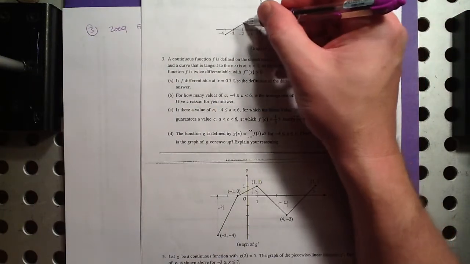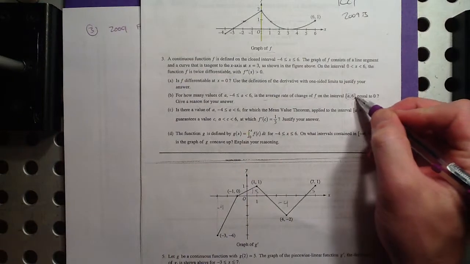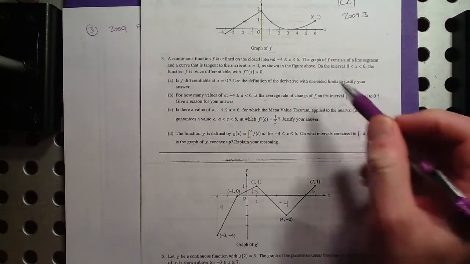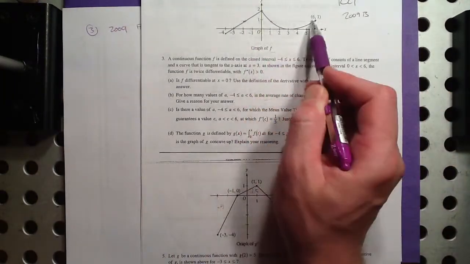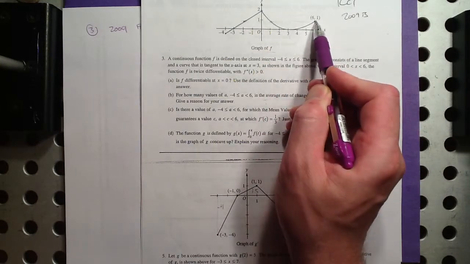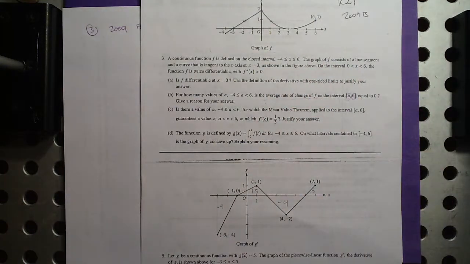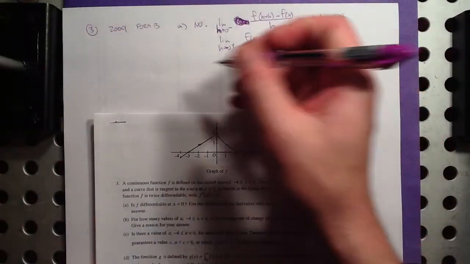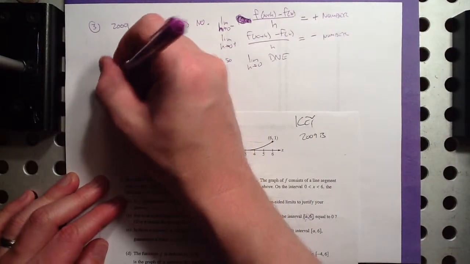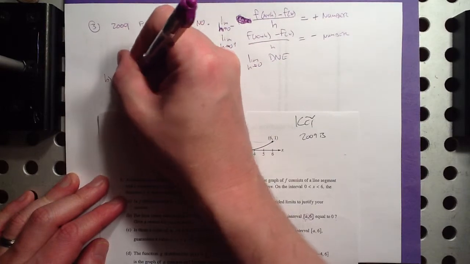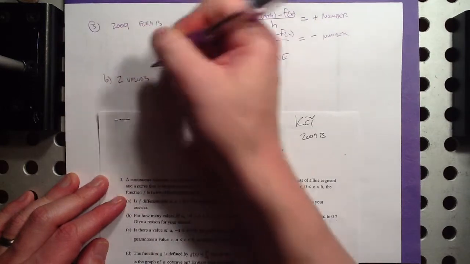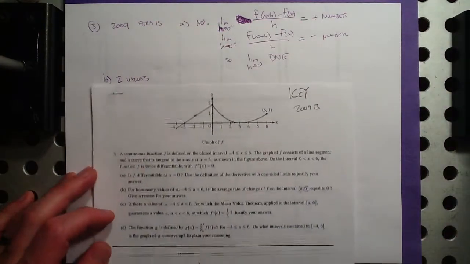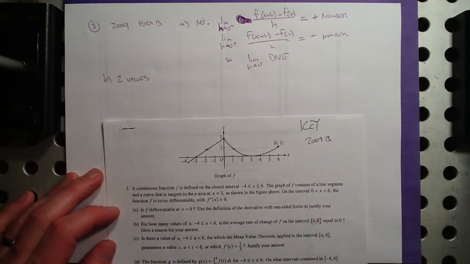Because at this point, if you connect to 6, the 6 is fixed. We can't move that. We can fix what a is. So from here to here would give us a 0, and from here to here would give us a 0. So it looks like there are 2 of them. So for part B, 2 values. And give a reason for your answer.